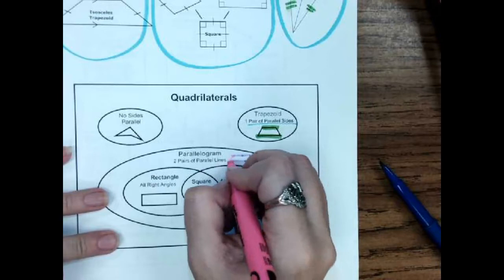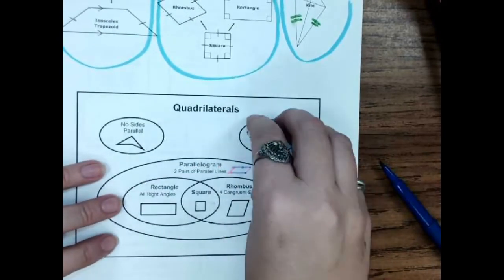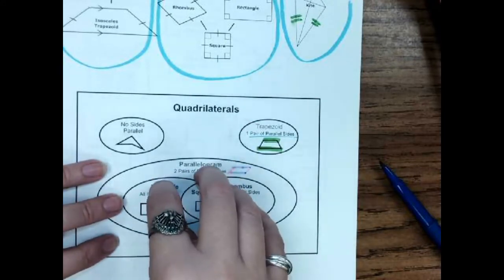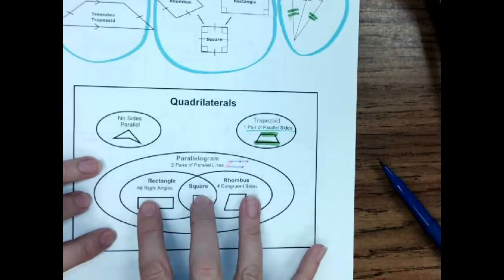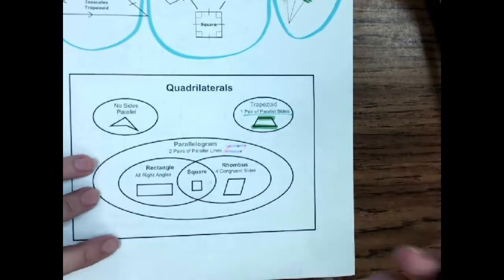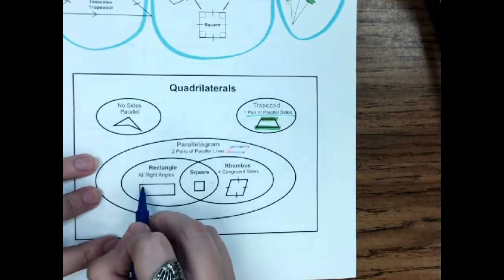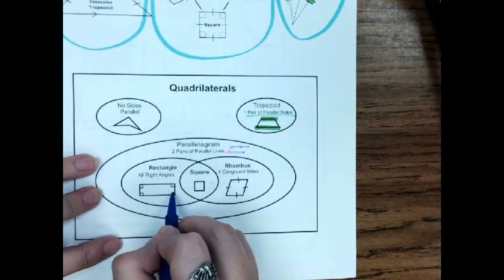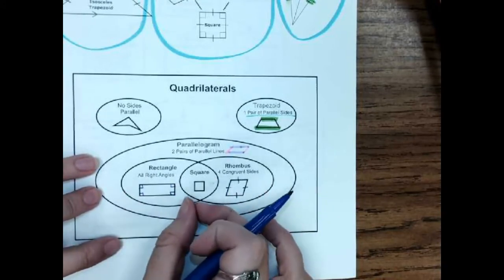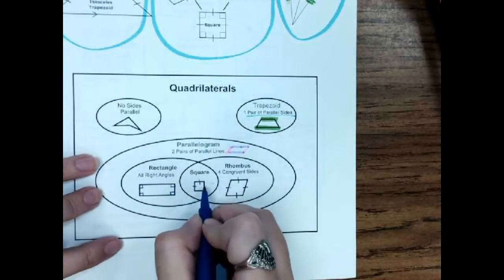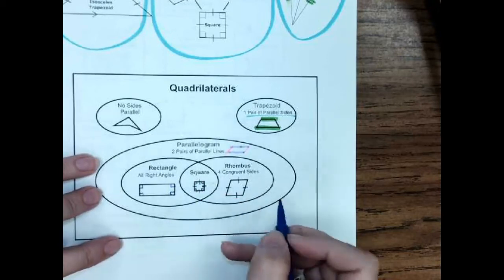That's a parallelogram. Notice again, this section does not overlap with that section at all. Trapezoids can never be parallelograms. Now, inside the parallelograms, we have 3 special kinds. We have rhombuses, where all 4 sides are equal. We have rectangles, where all 4 angles are equal, and they're 90 degrees. And then rhombuses and rectangles, sometimes they overlap in these special ones where all 4 sides are equal and the angles are equal, and that's where the squares are.